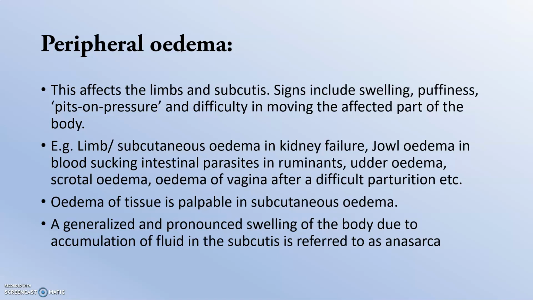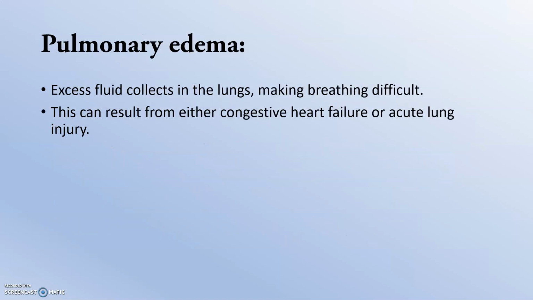Examples are limb and subcutaneous edema in kidney failure, or jowl edema in blood-sucking intestinal parasites in rodents, mainly haemonchus, osteoarthritis, etc. So udder edema, scrotal edema, or edema in the vagina after difficult parturition, etc. Edema of tissue is palpable and subcutaneous in nature. A generalized and pronounced swelling of the body due to accumulation of fluid in the subcutis is referred to as anasarca, and we are all familiar with the anasarca condition.